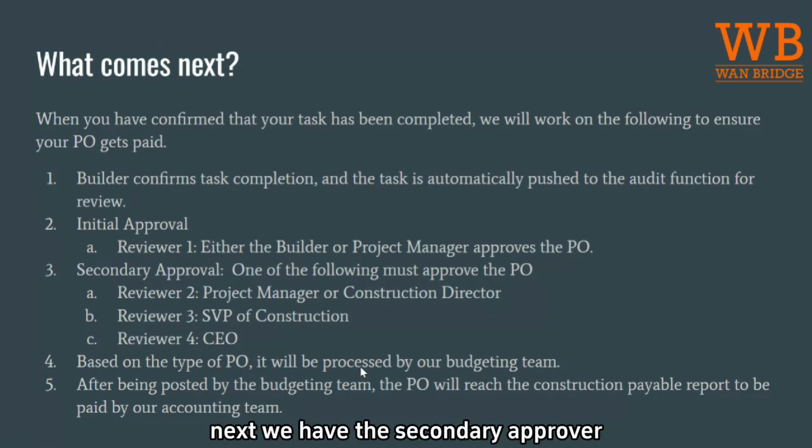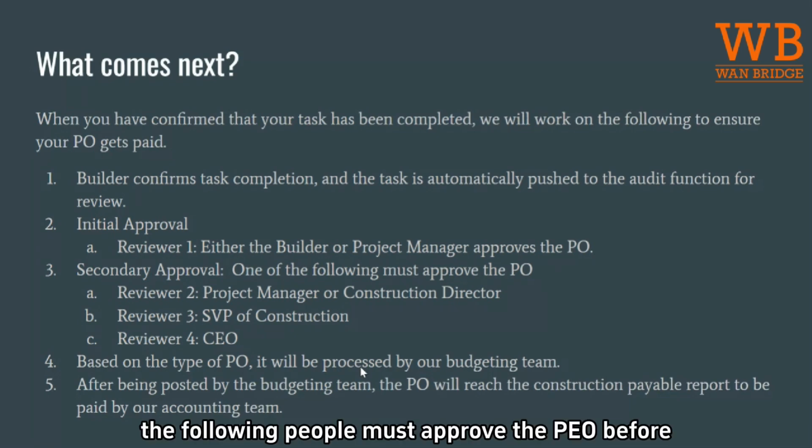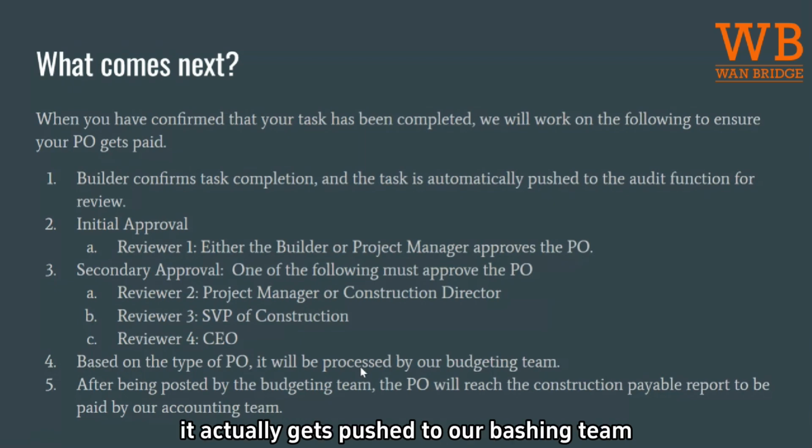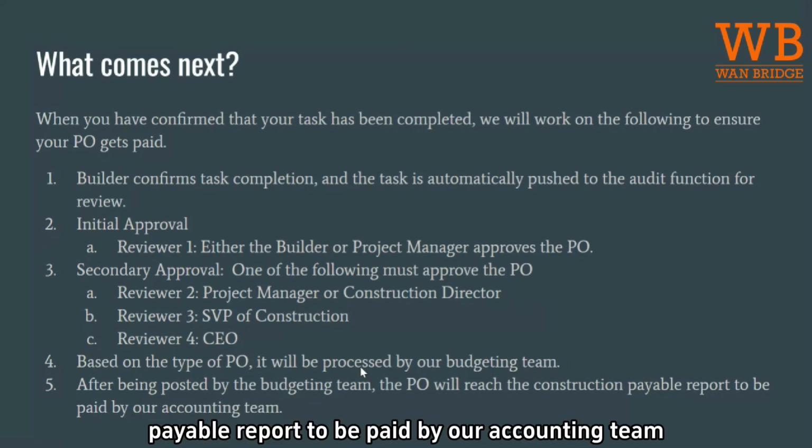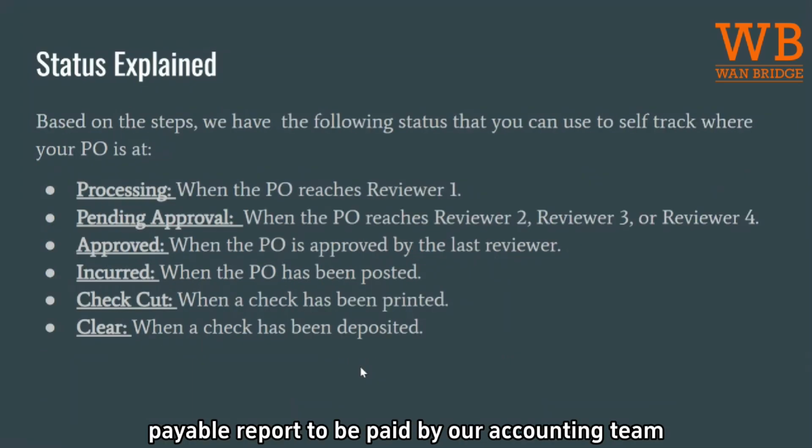Next, we have the secondary approver, which is going to be either our project manager, construction director, SVP of construction, or CEO. One of these people must approve the PO before it actually gets pushed to our budgeting team. Next, based on the type of this PO, it will be processed by our budgeting team, and after being posted, the PO will reach the construction payable report to be paid by our accounting team.